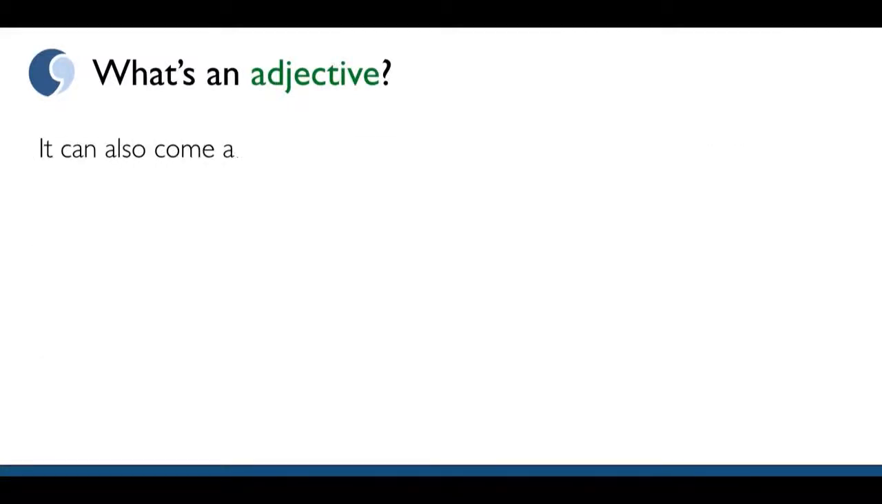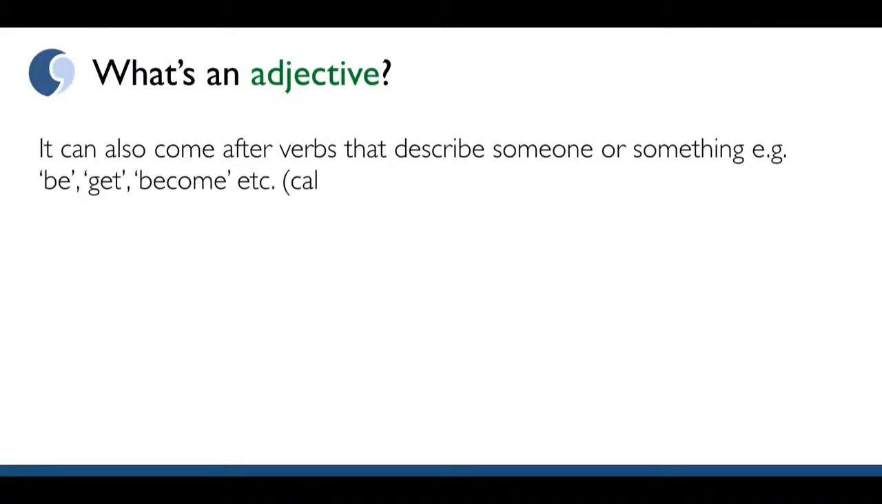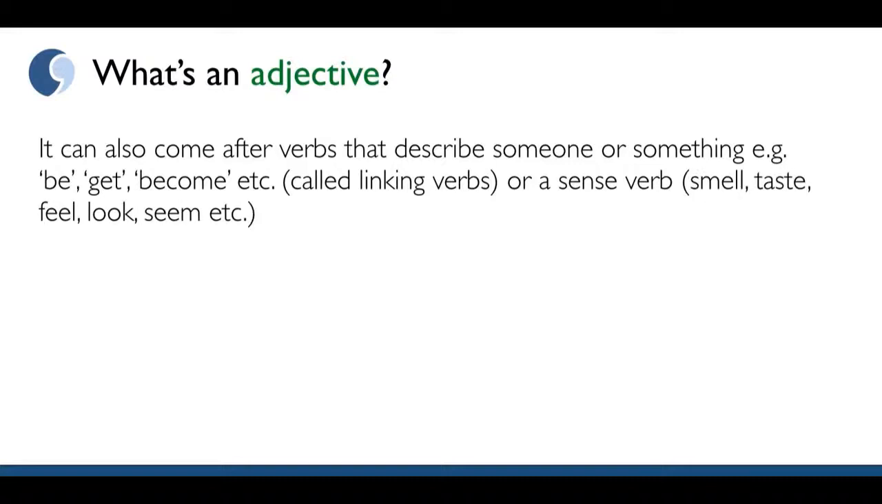But an adjective can also come after verbs that describe someone or something. For example, be, get, become, etc. These verbs are called linking verbs. Also, after a sense verb like smell, taste, feel, look, seem, etc. For example, our progress was slow. Our progress seemed slow. Our progress felt slow.